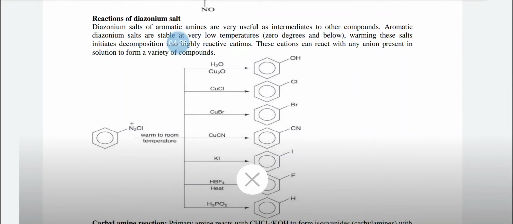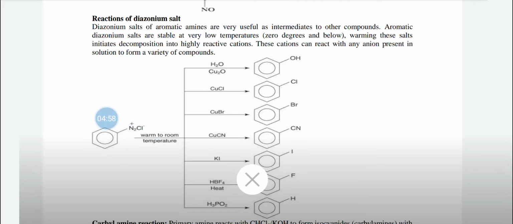Next, reactions of diazonium salt. In the last step we saw the preparation of diazonium chloride by using the amine with HNO2 or NaNO2 at a very low temperature. The diazonium chloride salt will be like this: C6H5 N2 plus and Cl minus.